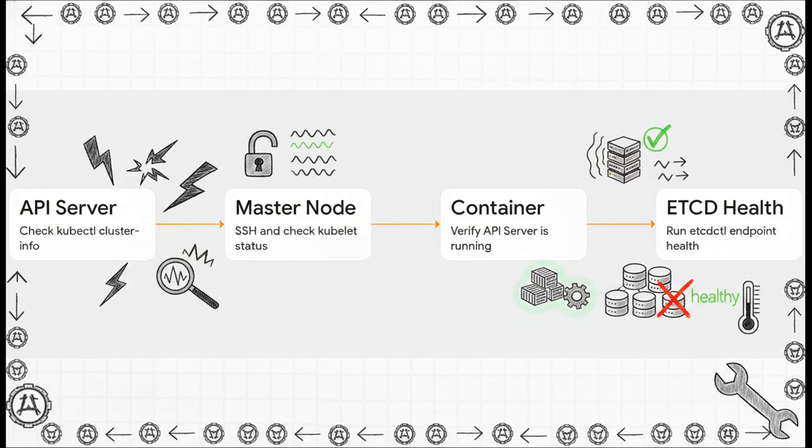Step 1, check the API server. Run kubectl cluster-info. If it times out, you know your control plane is lost. Step 2, SSH directly into your master node and run systemctl status kubelet to see if it's healthy. Step 3, verify the actual API server container is running using crictl ps. And step 4, confirm your etcd health by running etcdctl endpoint health. If your terminal spits back unhealthy, well, you've just found your culprit.